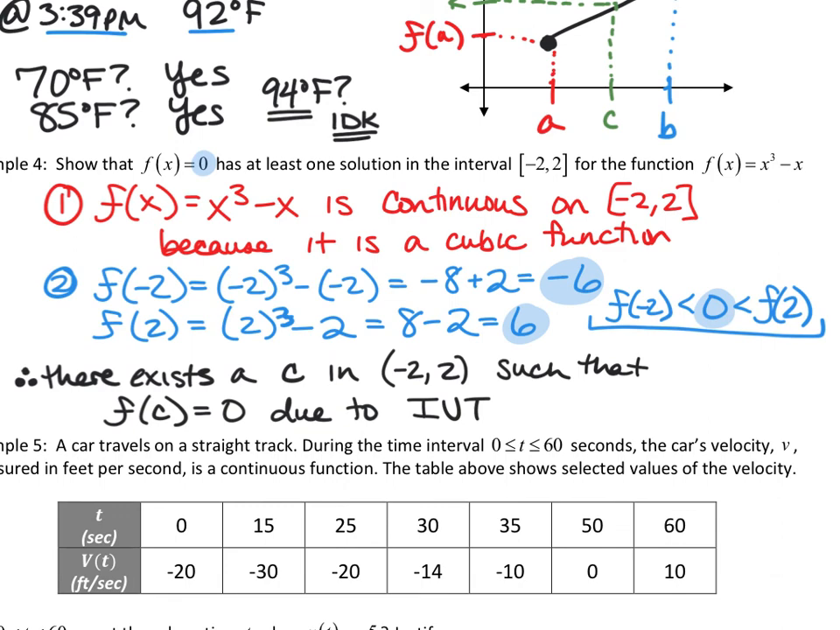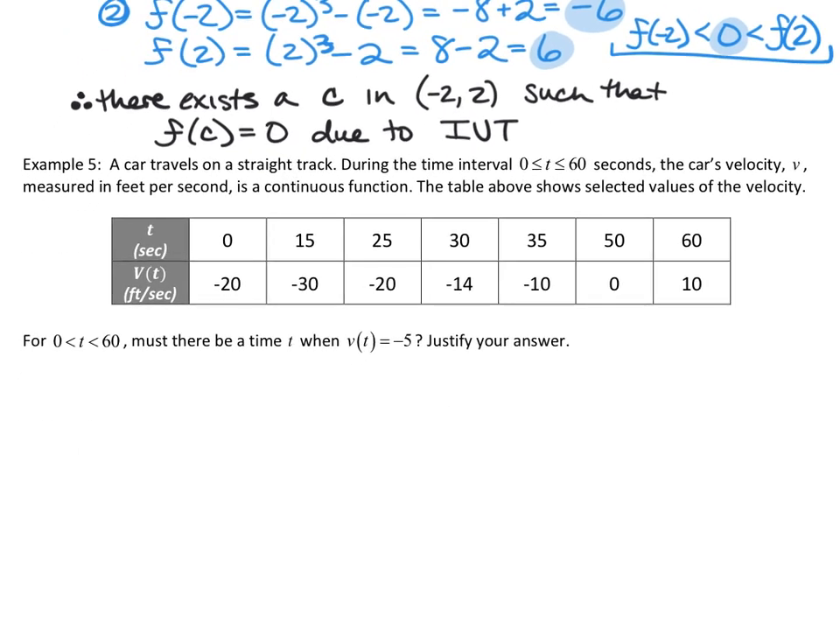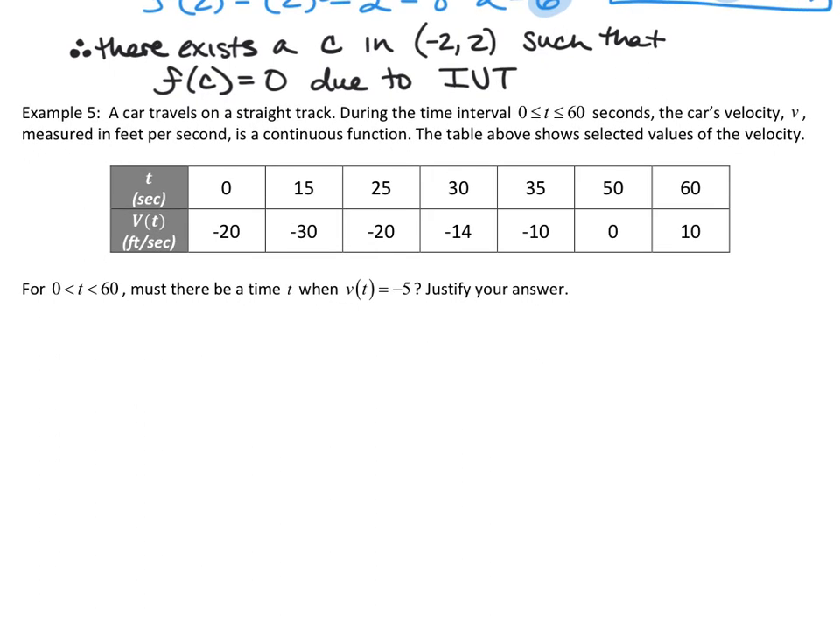Okay, here's where this sort of question would come in real life. This is a very AP calculus question. This is how it's asked, and it might be a free response style question, but it's all to do with the intermediate value theorem. A car travels on a straight track, and during the time interval from 0 to 60 seconds, seen on the graph, the car's velocity measured in feet per second is a continuous function. Ding, ding, ding, we need that. That's our step 1. The table below shows selected values of the velocity.